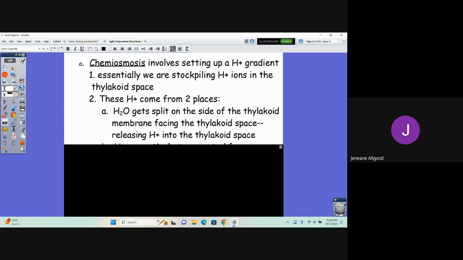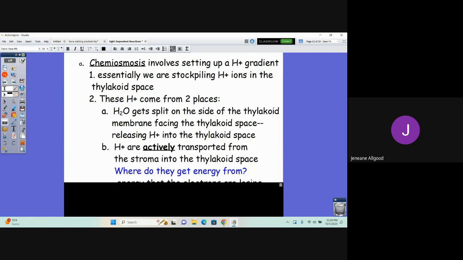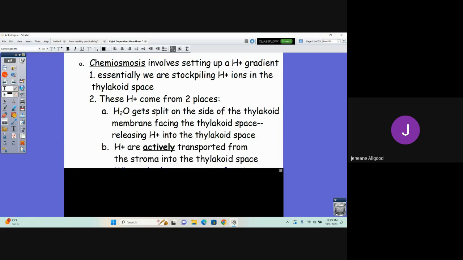Okay, so these H pluses will come from two places. Water gets split on the side of the thylakoid membrane facing the thylakoid space, which will release H pluses into the thylakoid space. So I've shown you that in picture form. I just don't know that you've written it down in notes until now. Remember that H pluses are actively transported from the stroma into the thylakoid space.